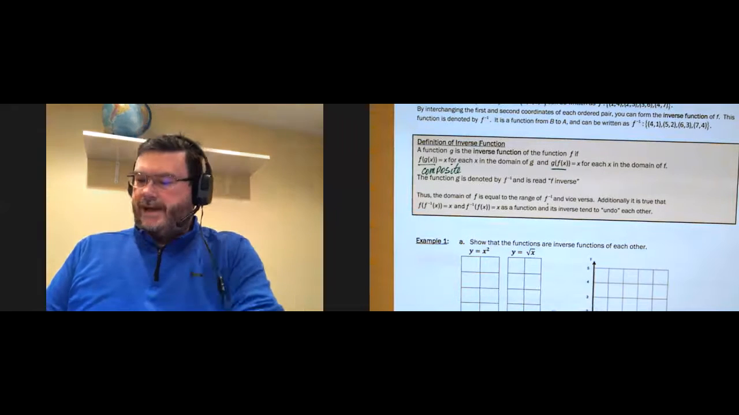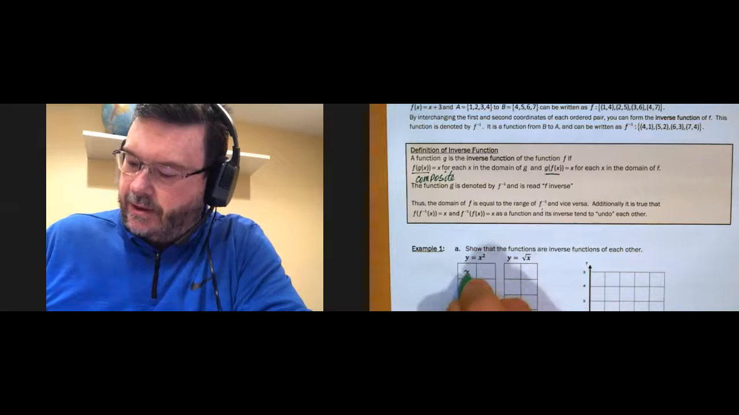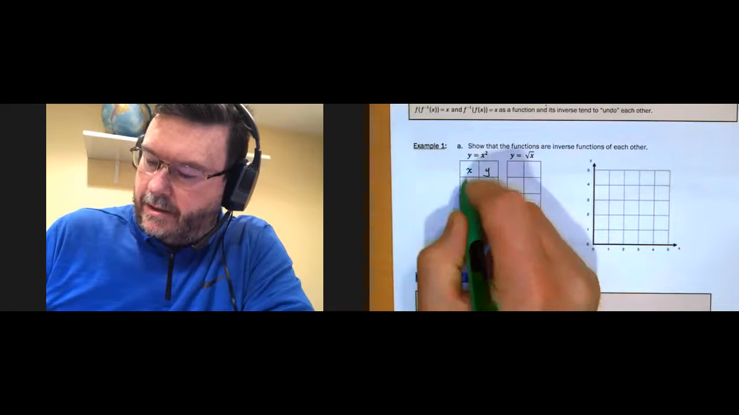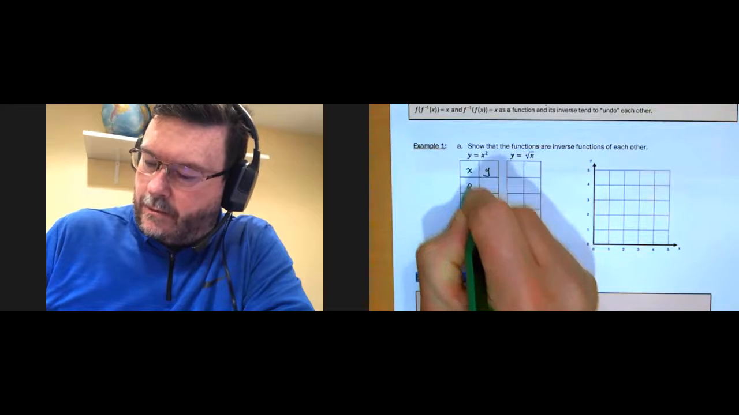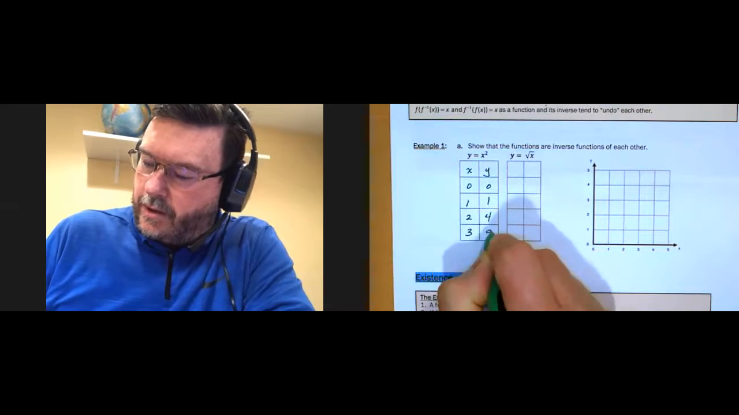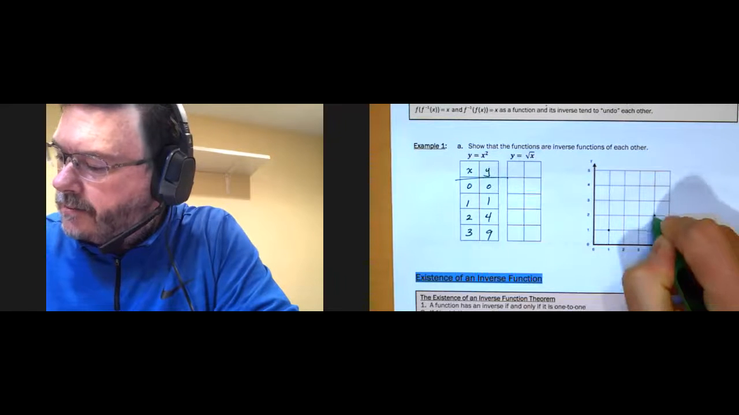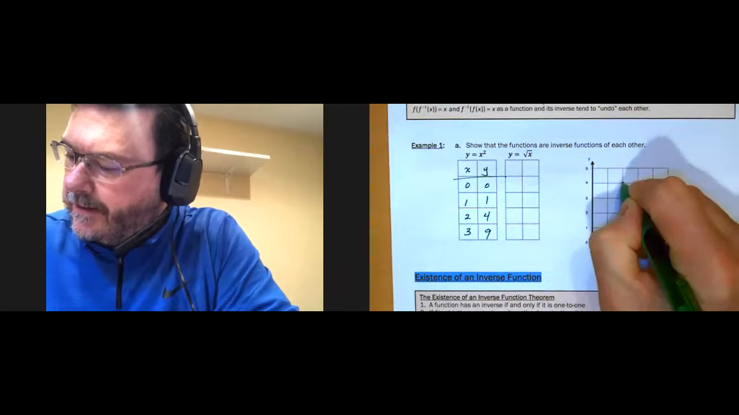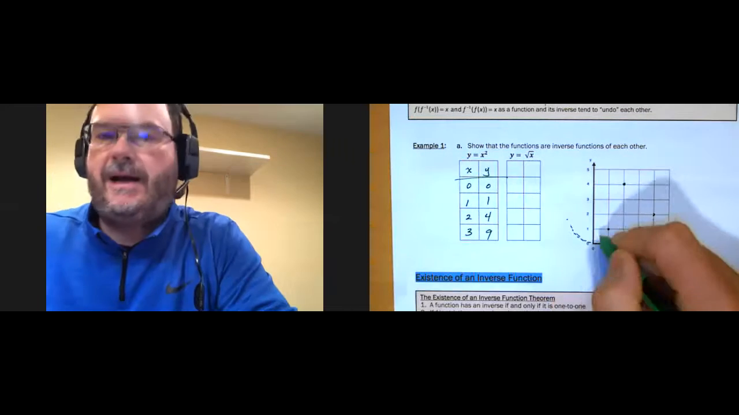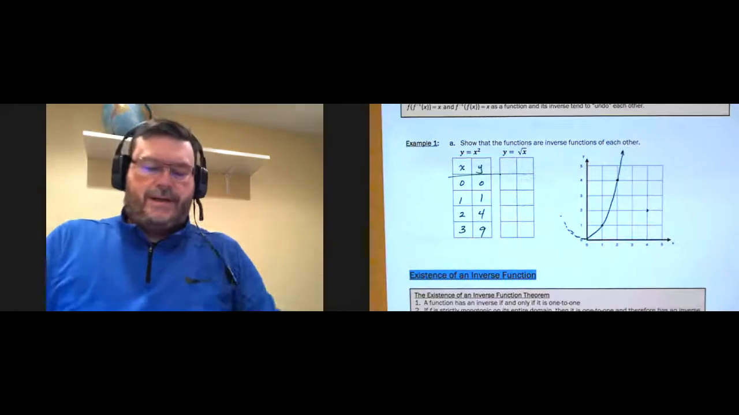I want to show that these two functions are inverse functions of each other. So if we look at x and y's, and we plug in 0, 1, 2, and 3, we get 0, 1, 4, and 9. All right. So 0, 1, and I just kind of abbreviated what this looks like. Obviously, it comes over to this negative side, but the main part of the function is that one.